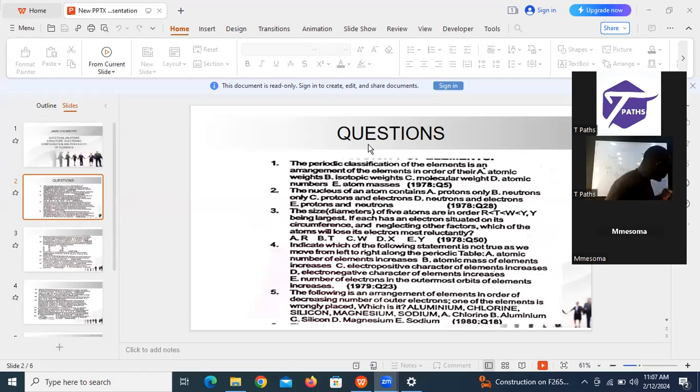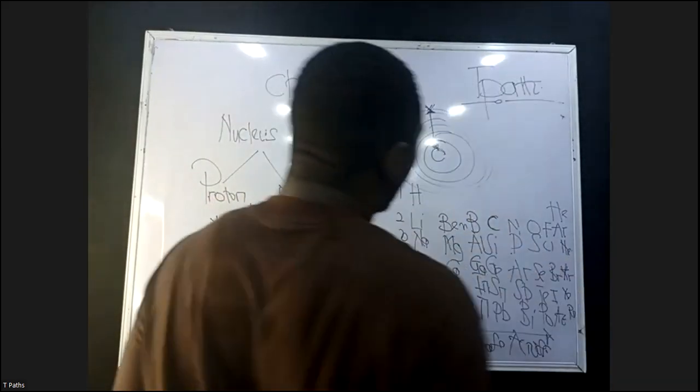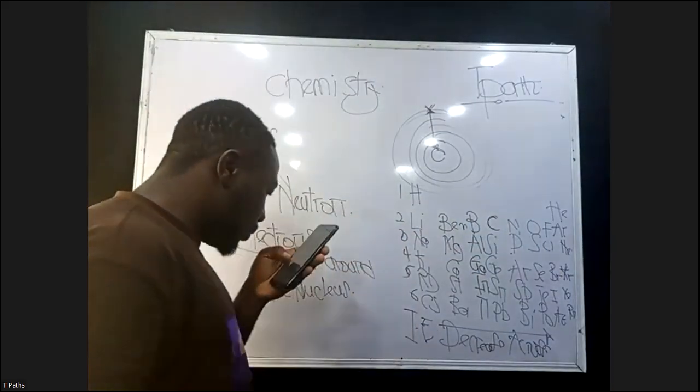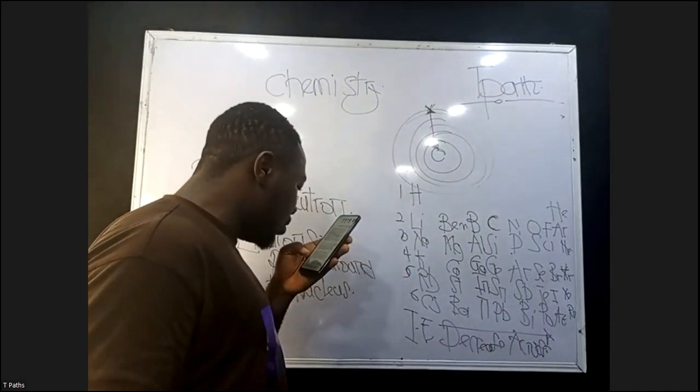So let's understand. We have the exam here already. So this is group 2. I didn't write group 3. So boron, aluminium, gallium, indium, thallium. That is group 3. This is group 3, group 4. So you can see clearly here, for instance, aluminium, chlorine, silicon, magnesium, sodium, in decreasing number of outer electrons.